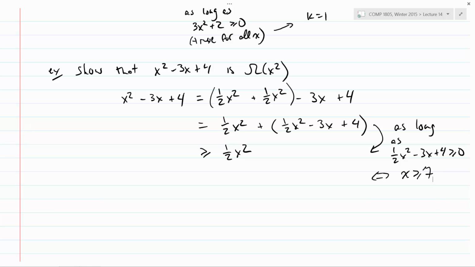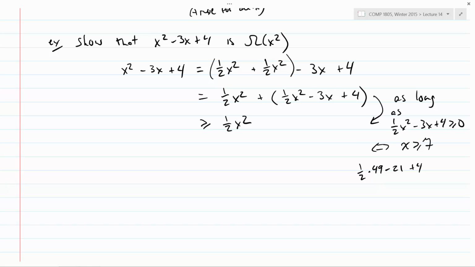And if you don't believe me, well, that's 1/2 times 49 minus 21 plus 4. And is that going to make it true? Well, what's this going to be? 24.5 minus 21, 3.5 plus 4 is 7. And that's bigger than 0. And this is a parabola, so it's only going to get bigger after that point. So that does the job.